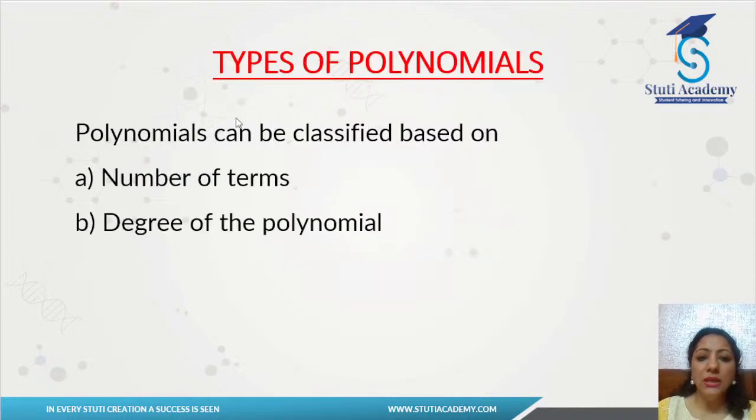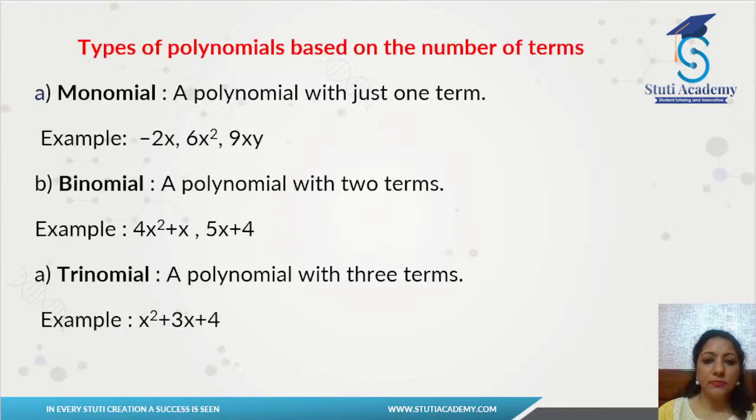Now let us proceed. Types of polynomials. Polynomials can be classified on the basis of the number of terms they have or on the basis of the degree of the polynomial. If a polynomial has just one term, we call it a monomial. A polynomial with two terms is called a binomial. A polynomial with three terms is called a trinomial.